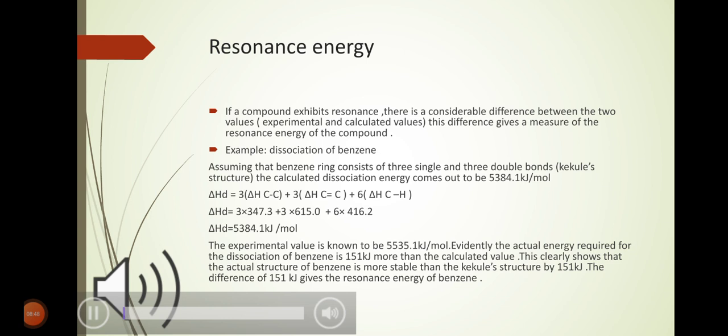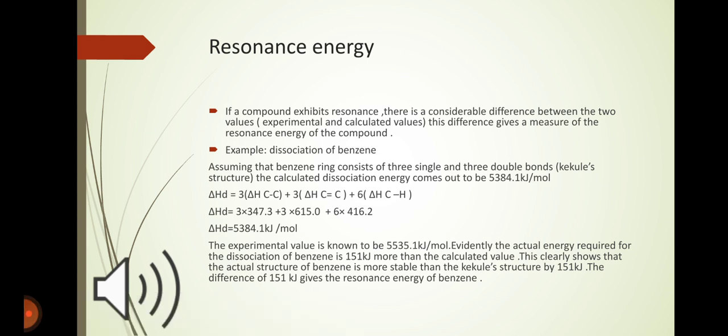Now, what is resonance energy? If a compound exhibits resonance, there is a considerable difference between the two values. Which are those two values? The experimental value and the calculated value. This difference gives a measure of the resonance energy of the compound. To explain the resonance energy, let us take the example of dissociation of benzene.